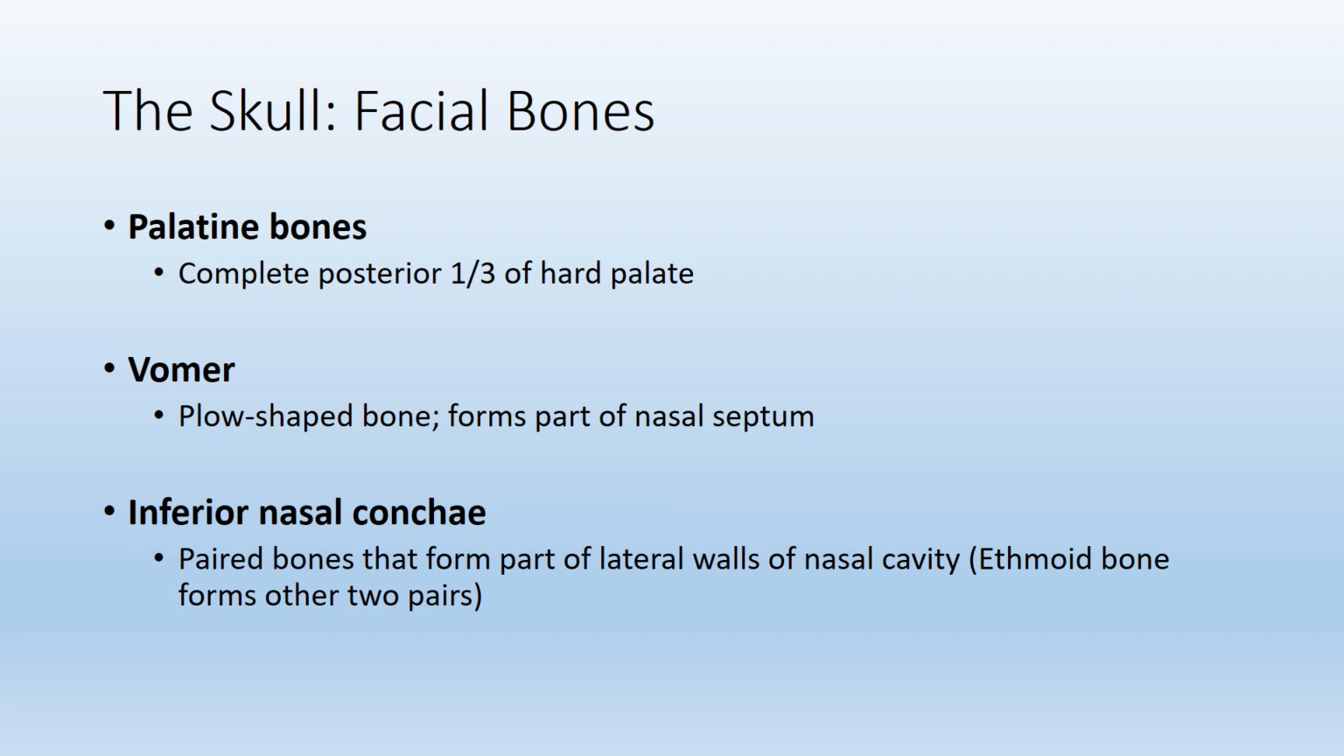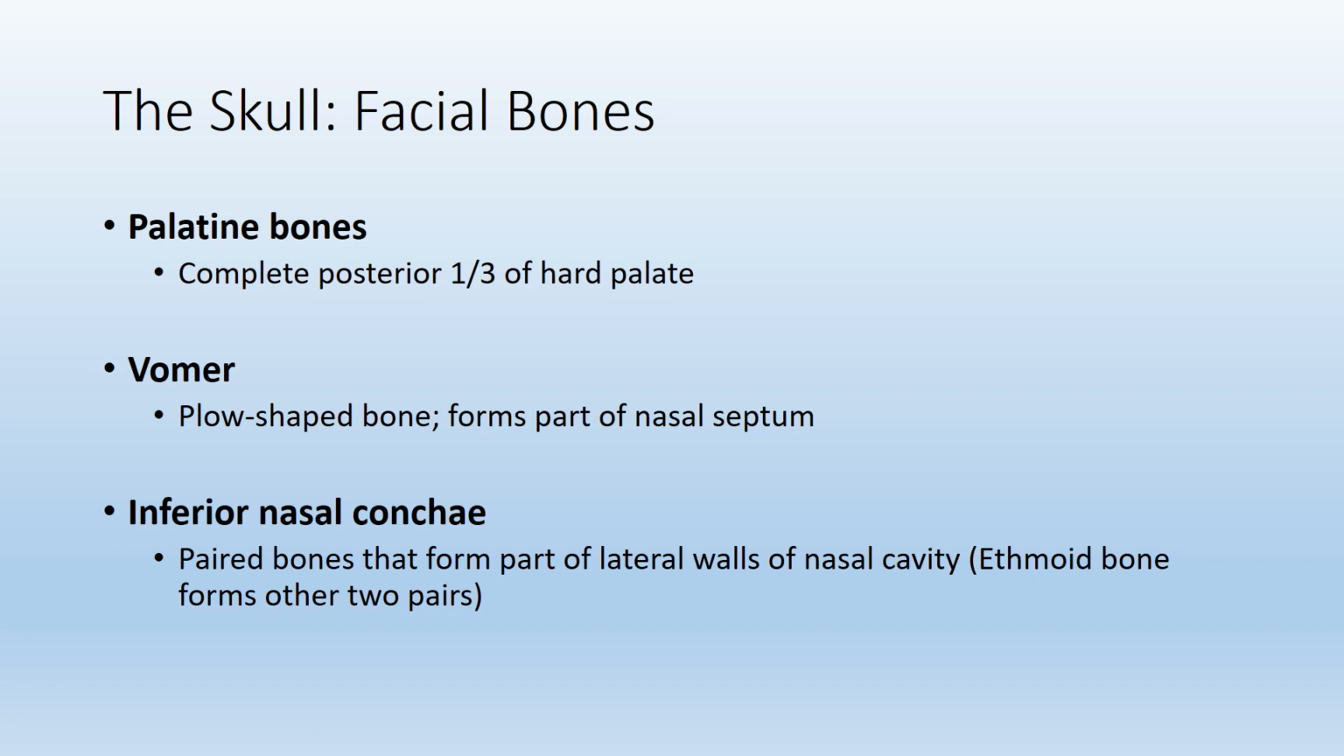You need to know what two bones form the nasal septum, and they will be the perpendicular plate of the ethmoid bone and the vomer. Together, those two bones create a wall that will divide our nasal cavity in half.